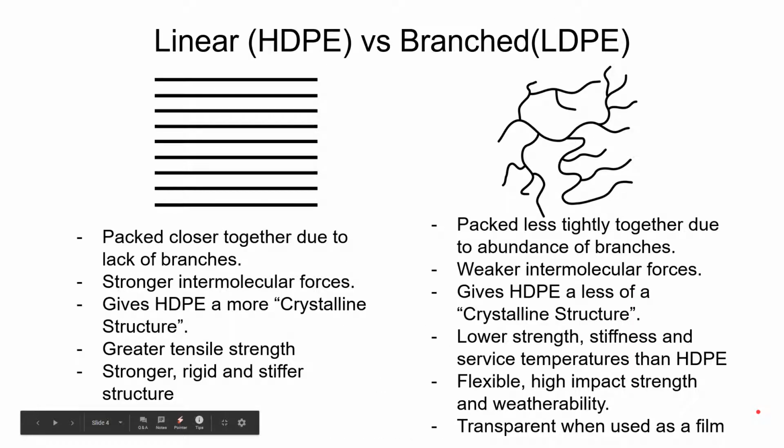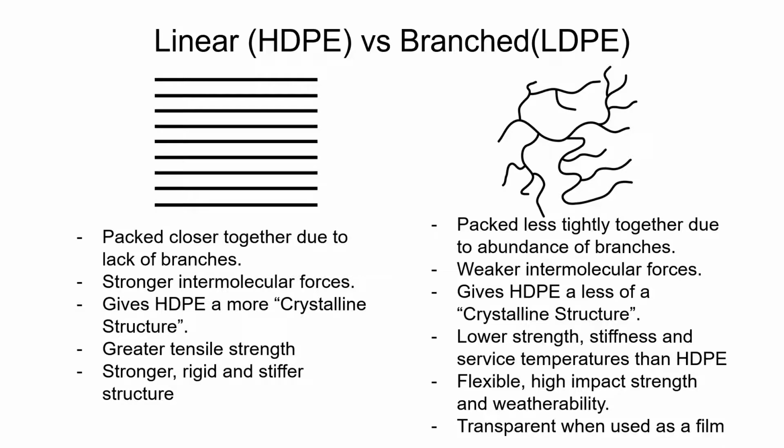For example, due to HDPE's linear structure, it allows the chains to pack closer together than if they were branched, and vice versa for LDPE. This packing density gives the structure unique properties. Due to the denser packing, HDPE has stronger dipole-dipole forces and has a more crystal-like structure. The properties of HDPE include greater tensile strength than LDPE, and it is also stronger, more rigid and stiffer in nature.